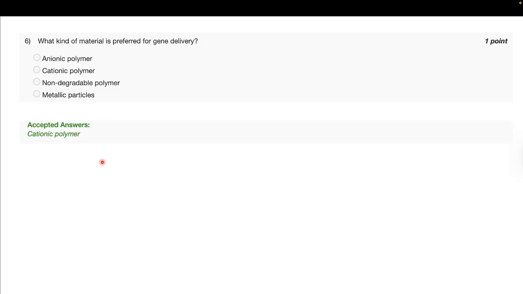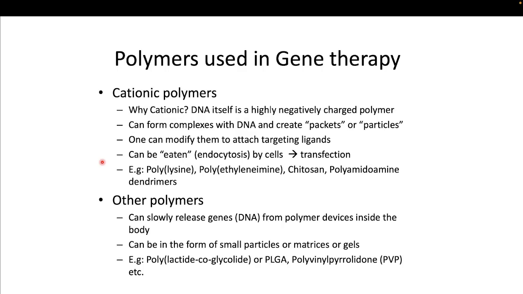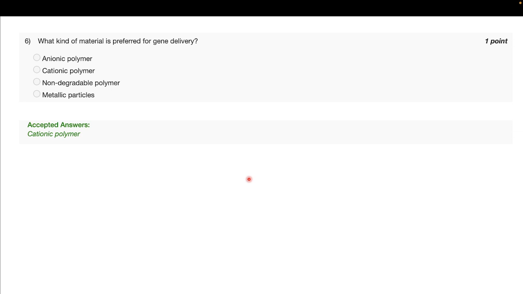This was pretty straightforward. We were just talking about this. Cationic polymers are preferred for gene delivery. Why? Because DNA itself is highly negatively charged and cationic polymers can form a complex with DNA. One can modify them to attach targeting ligands. They can be endocytosed by the cells, because that's what you need for transfection. The most commonly used polymers for this are PEI, polyethylenimine, chitosan, and dendrimers. So to answer this question, what kind of material is preferred for gene delivery? It's cationic polymers. Clear?